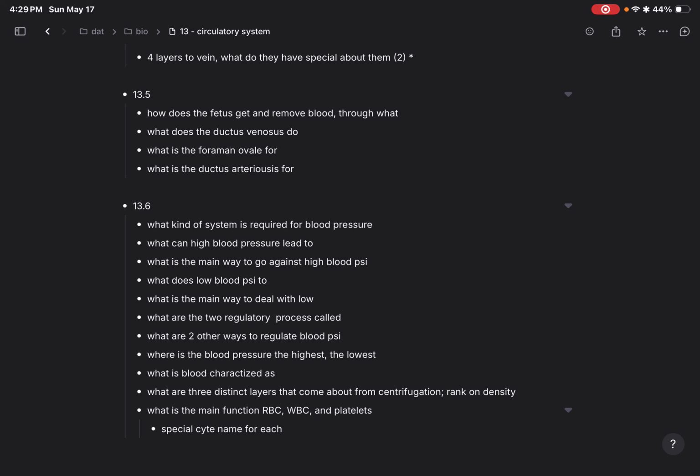So what does the ductus venosus do? Okay, so I really don't remember the names, but I just remember the order. So the ductus venosus is responsible for bypassing the liver, because the liver is non-functional in the fetus. So why would it give blood to the non-functional organ? It'll skip that and then move on. The foramen ovale connects the right atrium and the left atrium.